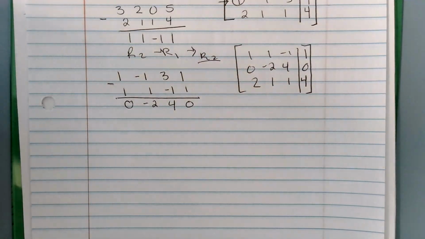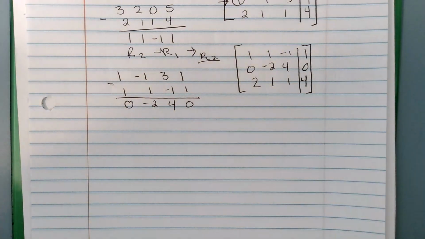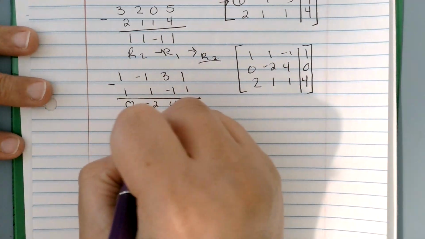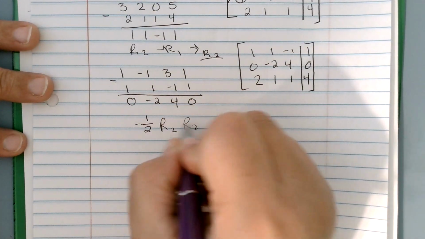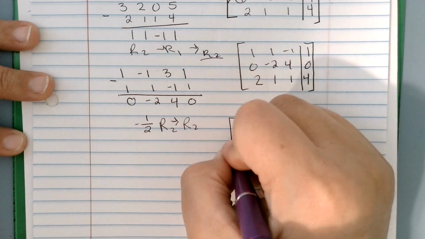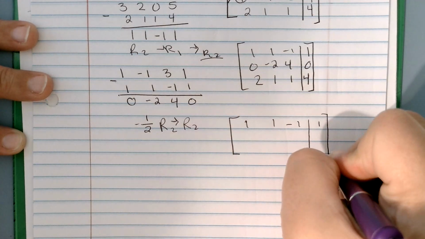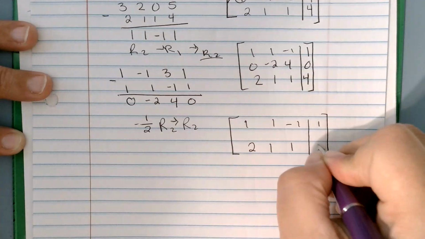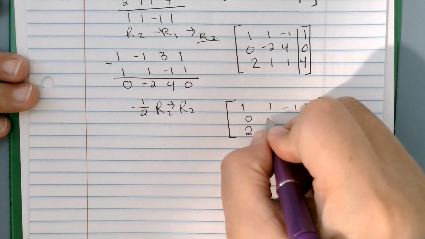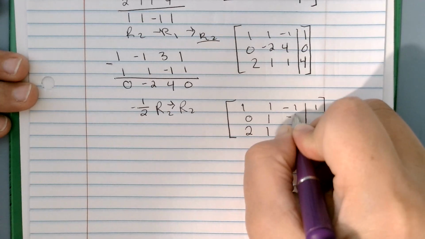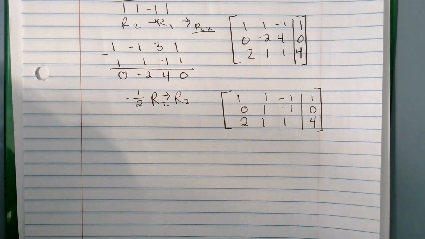Okay, we're getting there. I need this negative 2 to be a 1, so I'm going to divide by negative 2. Technically, I'm going to multiply by the fraction negative 1/2 times row 2 and replace row 2. Row 1 stays the same, this one stays the same. The only thing changing is row 2, divided by negative 2, which gives me 0, 1, negative 2, and 0 divided by anything is 0. So we have our diagonal.